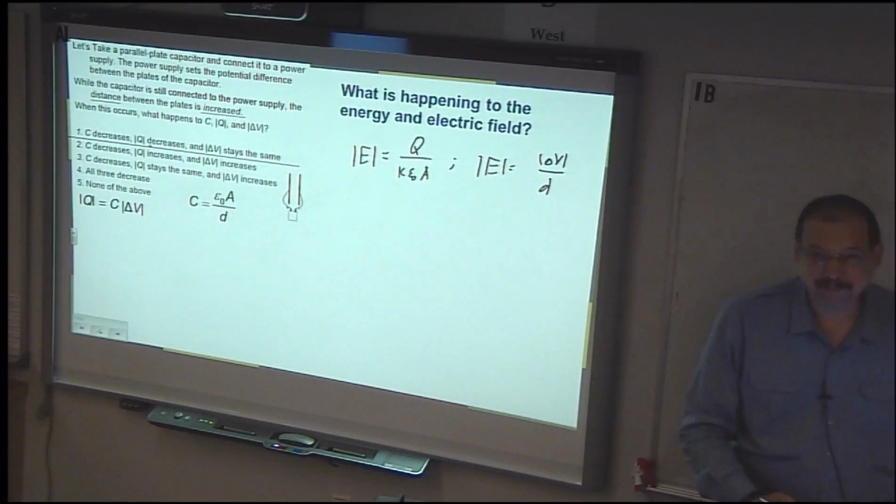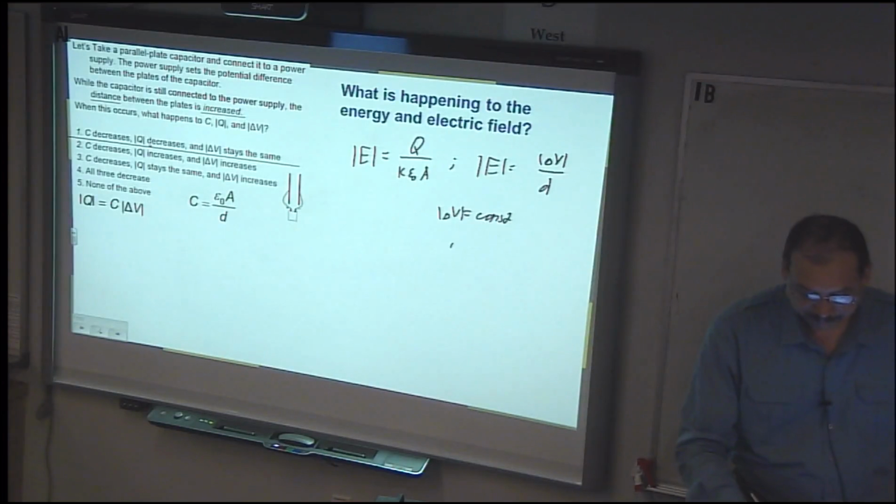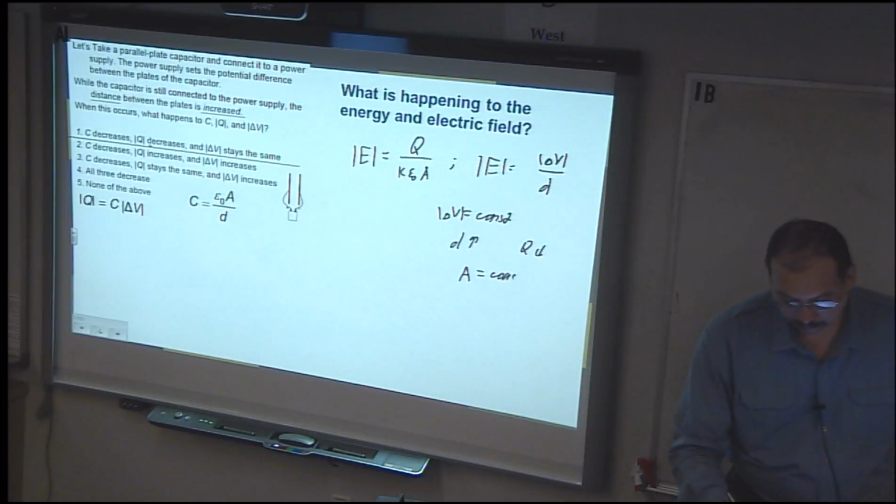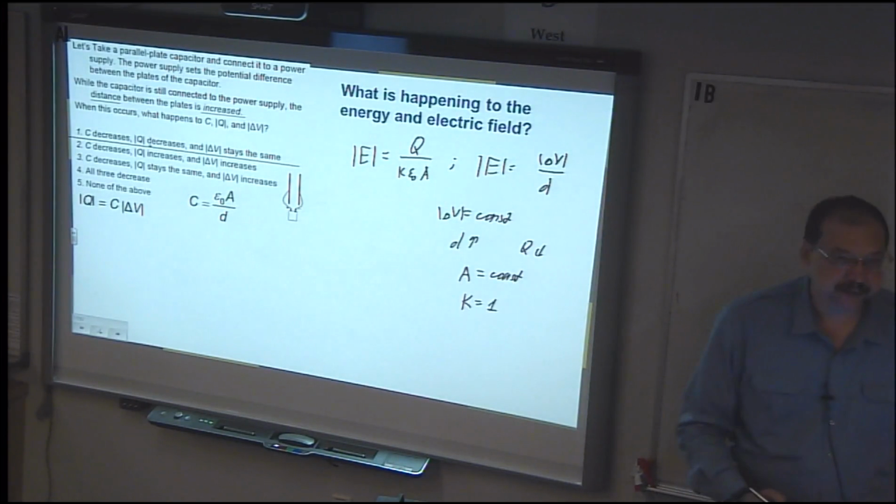In this situation, it doesn't matter what equation we want to use. Delta V remains constant. D increases. Charge decreases. Area, do we change the area? Constant. Well, it is an air-filled capacitor. This is just a one. Air, a vacuum, or technically any gas. We need a really dense material with a high dielectric constant to affect electric field.